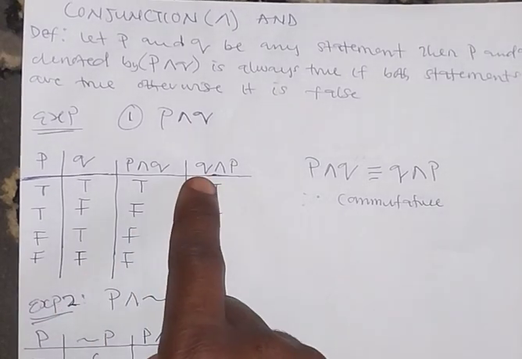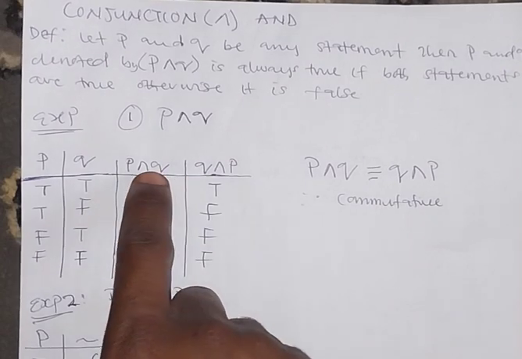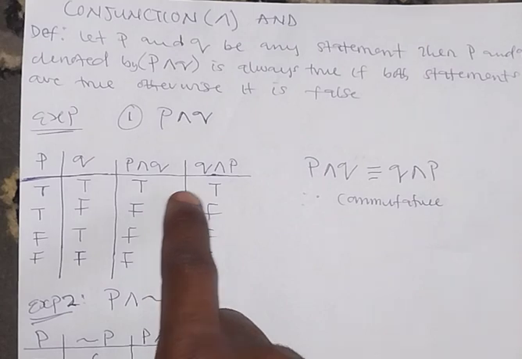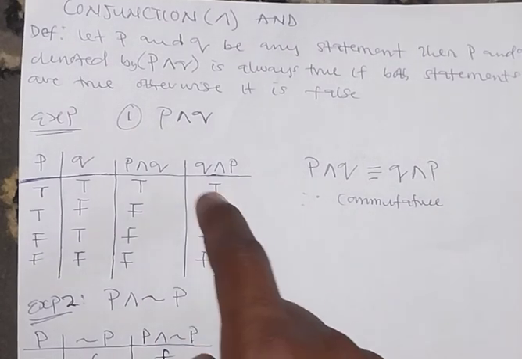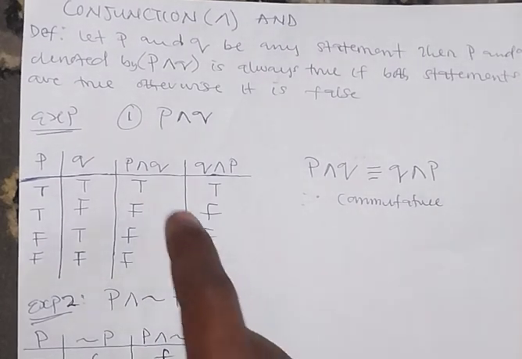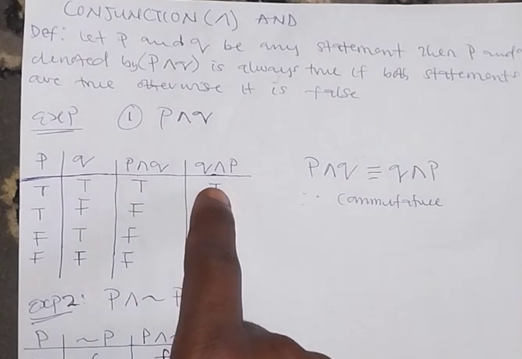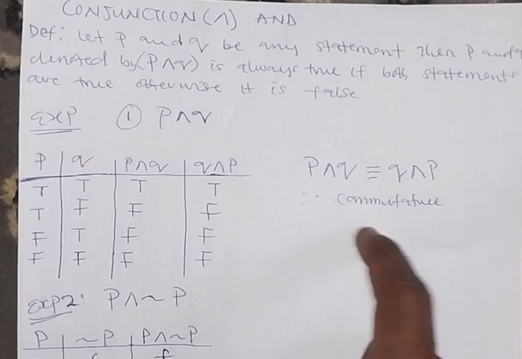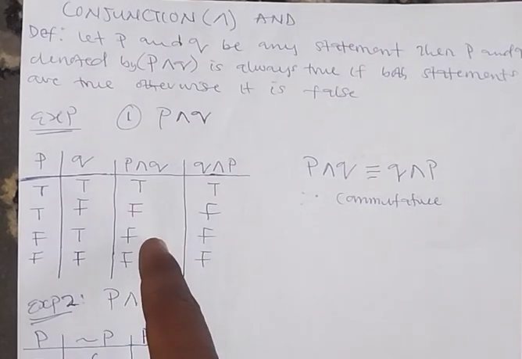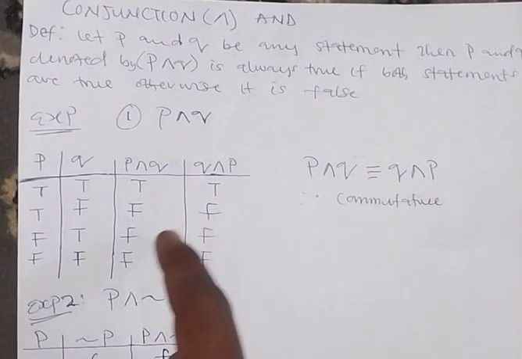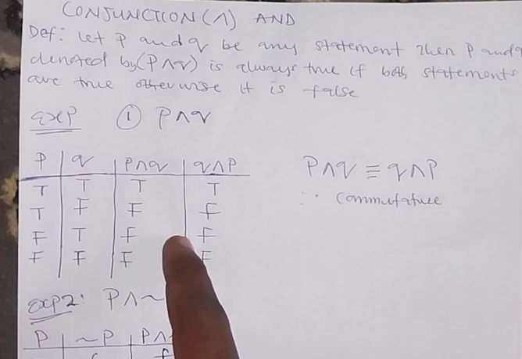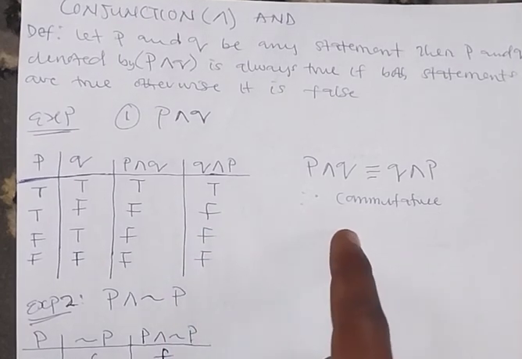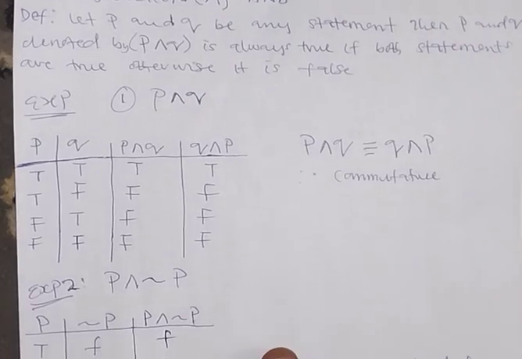So if we check for Q and P, which is the converse of this, we're going to see that it will give us the same value, because P and Q and Q and P are commutative. That's why we're having the same value here. So now, let's move to example 2.